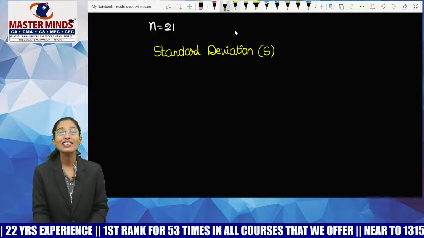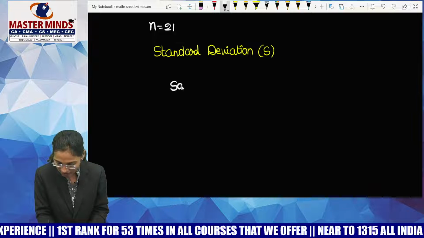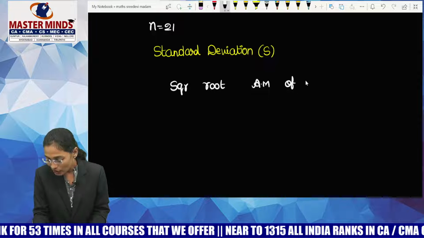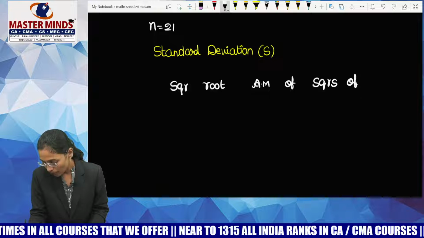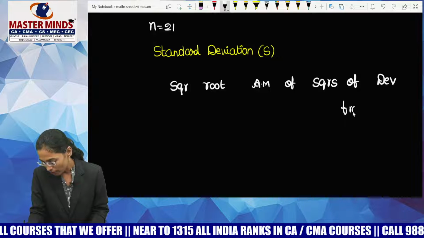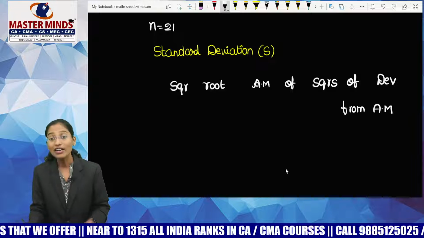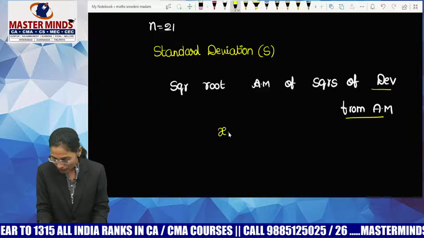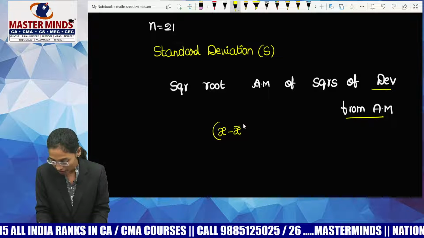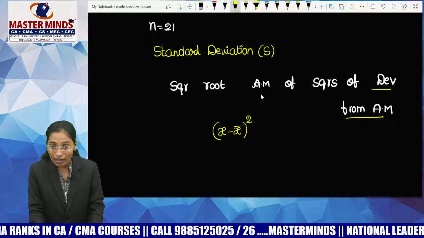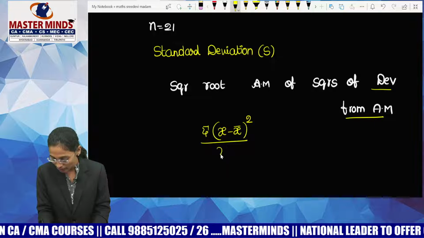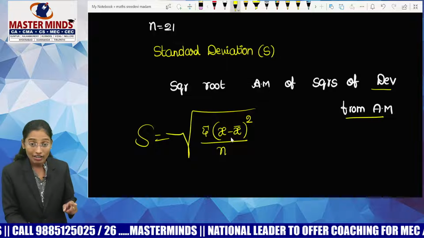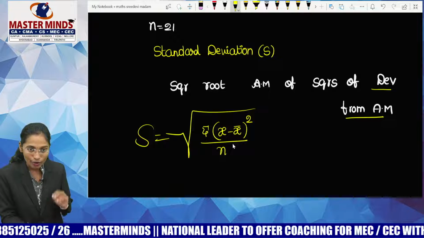What is standard deviation? For a set of observations, standard deviation may be defined as the square root of arithmetic mean of squares of deviations from arithmetic mean. So guys, let us write down the formula for standard deviation. Everybody look at this. Deviation from arithmetic mean means I have to write x minus x bar. Squares of deviation from arithmetic mean means (x minus x bar) whole square. Arithmetic mean of all these things, arithmetic mean means sum of observations by number of observations. Square root of all these things. Yeah, this is what standard deviation is. Standard deviation equals square root of summation (x minus x bar) whole square by n.